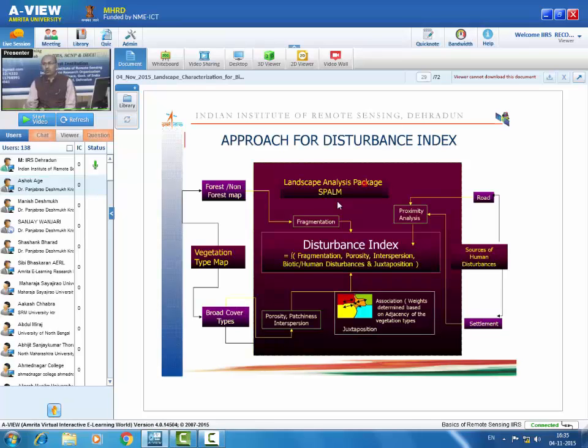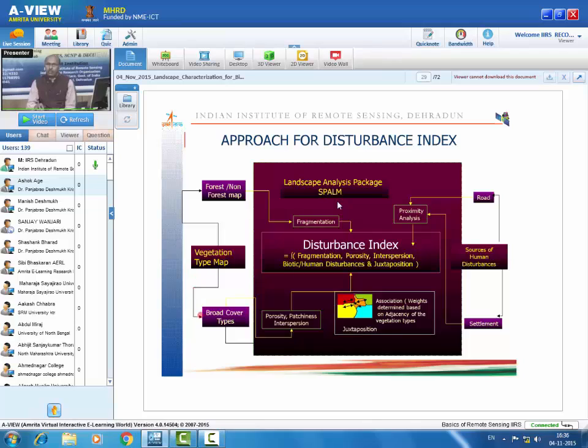So the first thing we want to do is to know what the disturbance of the forest is. This is the flow chart which shows how. We have 5 parameters here. We want to know what the fragmentation of the forest is, what the porosity is, what the interspersion is, what the biotic pressure because of human existence is, and what the juxtaposition is. So we start with the vegetation map which comes from remote sensing. We simplify this vegetation map into forest and non-forest and count the number of patches of forest and non-forest in a particular unique area, maybe 500 meter by 500 meter or 1 kilometer by 1 kilometer, we can decide.